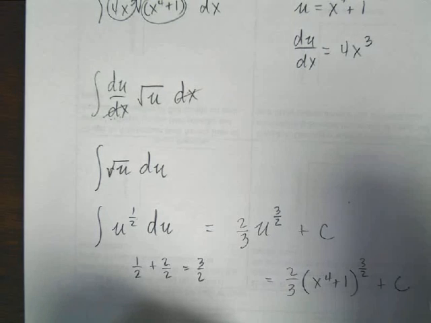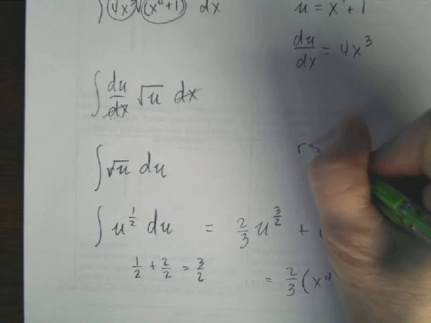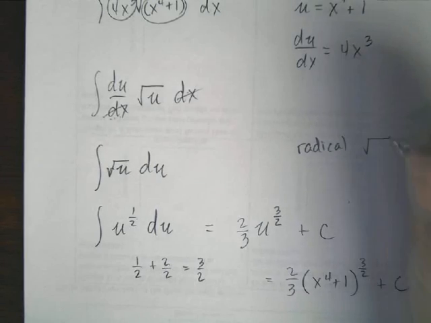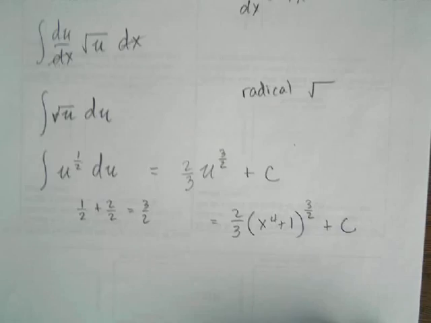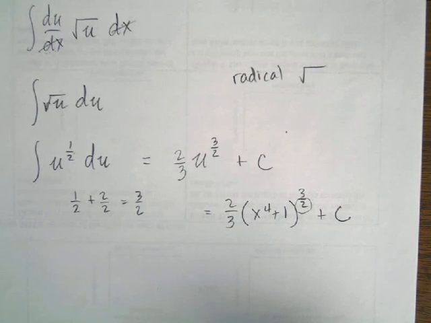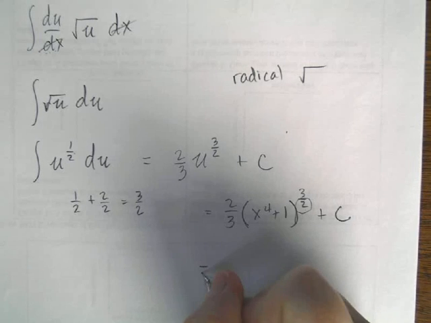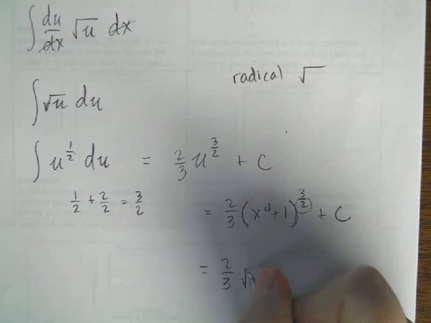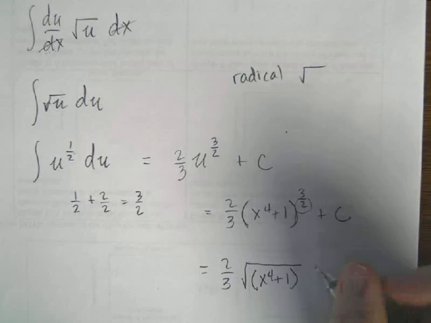Now, the reason why most people lost a point on this problem is the directions said to write the answer in radical form. A radical is a square root. Okay, so a bunch of you didn't have that. You just left it in exponential form. So to change this to radical form, that means the denominator here is going to be our radical. So the parentheses are going to end up back underneath the square root. So it will be 2/3 times the square root of x to the 4th plus 1. And that's raised to the 3rd.